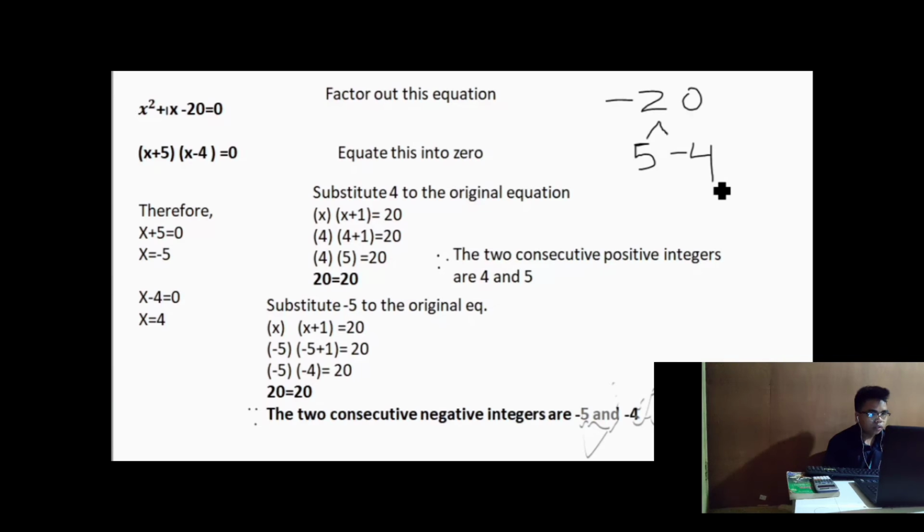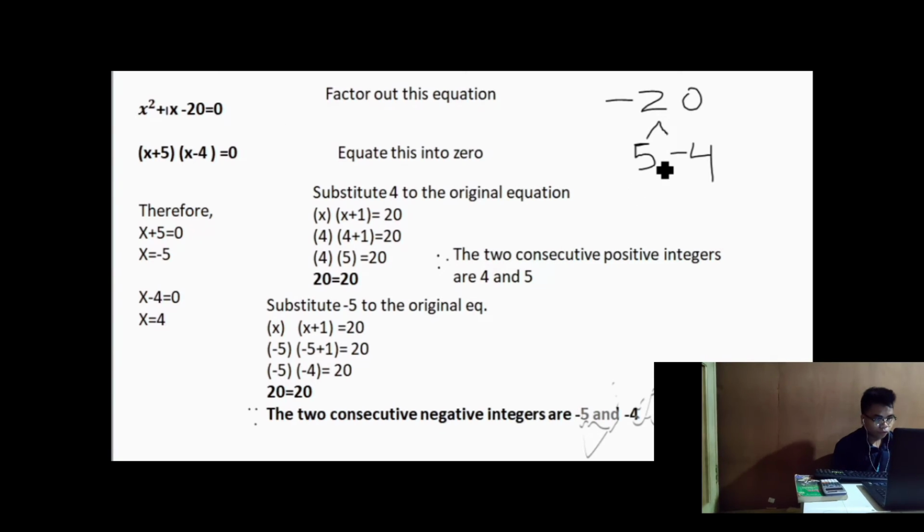Then if you are going to add these factors, 5 plus negative 4 is equal to 1. Therefore, as we can see here, the coefficient of the linear term is 1. Therefore, we can use these factors which are 5 and negative 4. That is why we have this factor form, x plus 5 times x minus 4 equals 0. So what we are going to do now is equate this to 0.